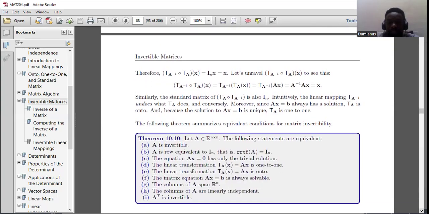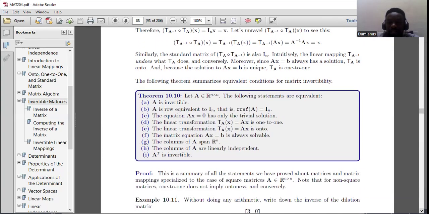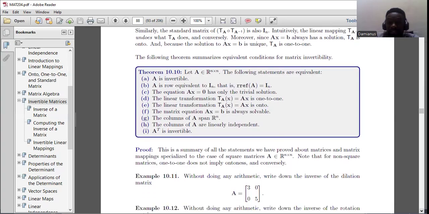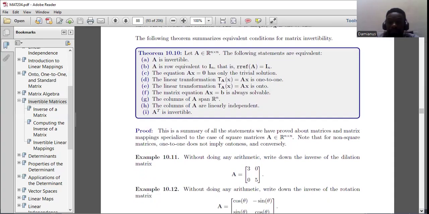Now here there's a very important theorem that I wanted to look at and discuss with you, and probably this will be the central object of our study this morning. Let me just sip my coffee here. So let A be an n by n matrix, a square matrix, with real entries. The following statements are equivalent, all right? This is a theorem that is cyclic.